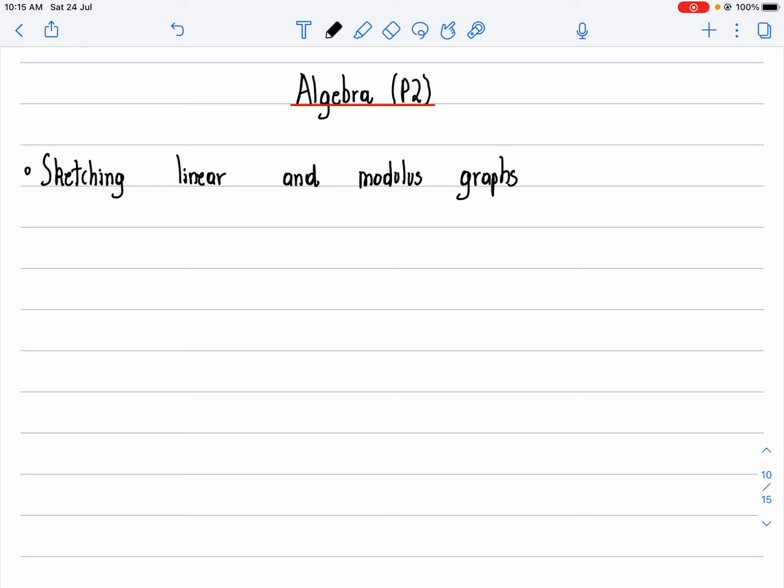Today we'll be learning the sketching of linear and modulus graphs, which is a subtopic in the chapter of Algebra P2. Okay, so basically we'll first look at linear graphs.